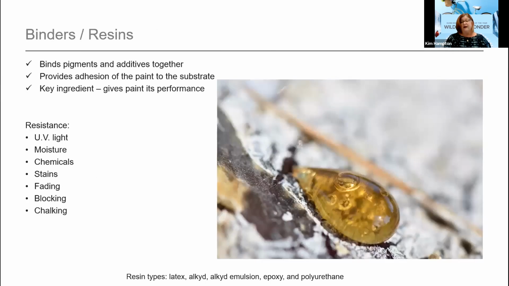So then we move on to binders, and in this we have resins. Resins bind the pigments and additives together. They provide adhesion of the paint to the substrate, and they are the key ingredient which gives paint its performance. So when we talk about resins, this is what we're talking about. They provide resistance to UV light, moisture, chemicals, stains, fading, blocking, and chalking.